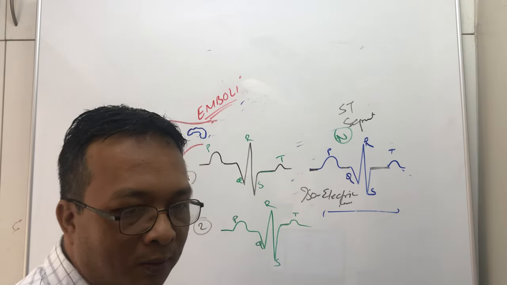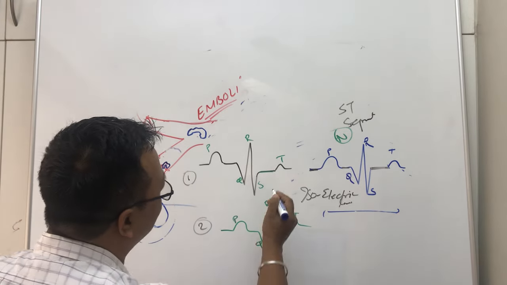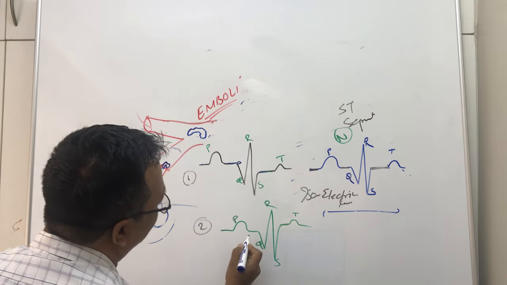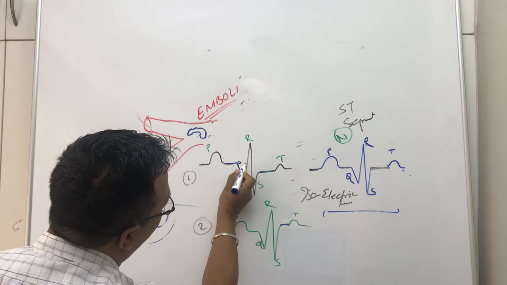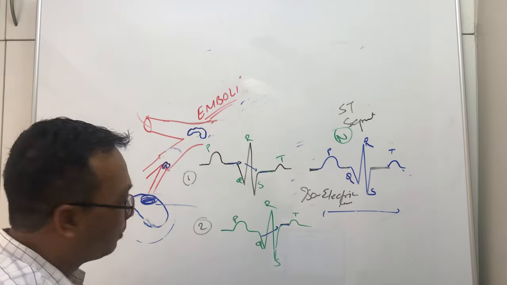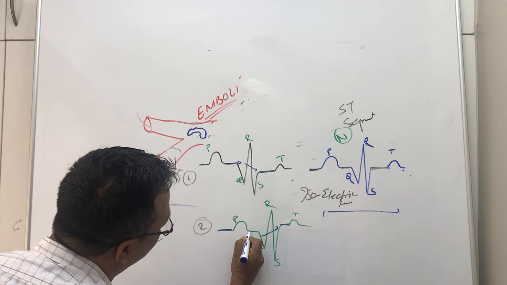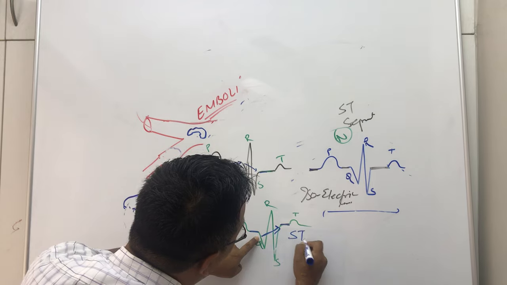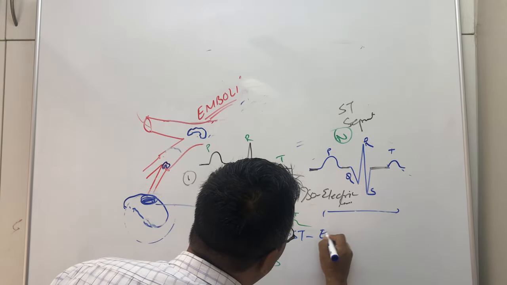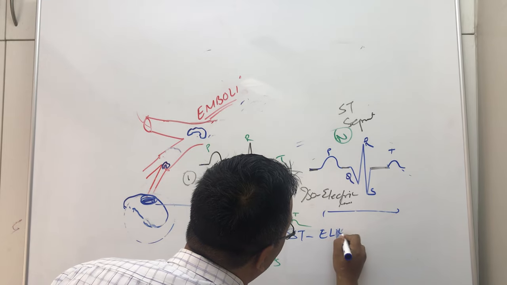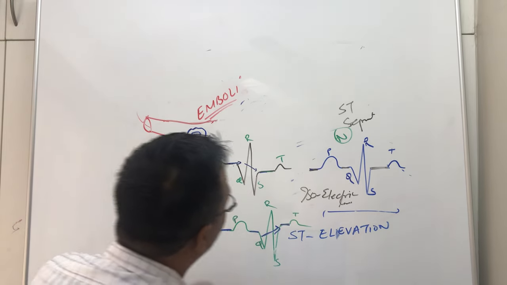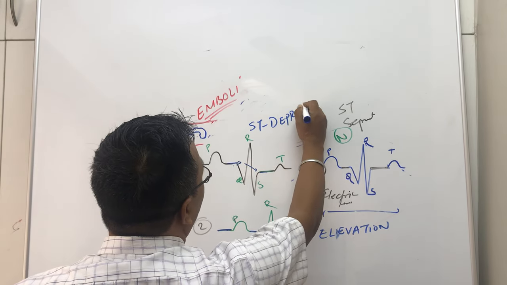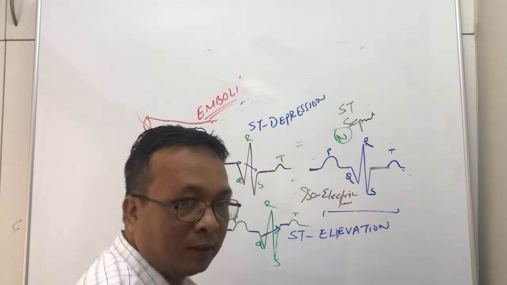Yes, the line is not at the same level. If you see number one, the ST segment is down here, and here it is up. So you can see here it has gone down and here it has gone up. It should start from here, it should be on the same line. This has gone up, so we call this ST going up, meaning elevation. And this has gone down, so we call it ST depression. It has been depressed.